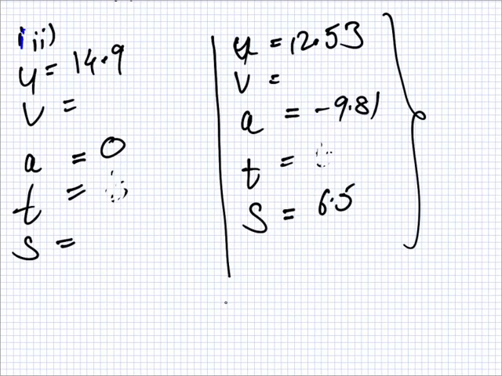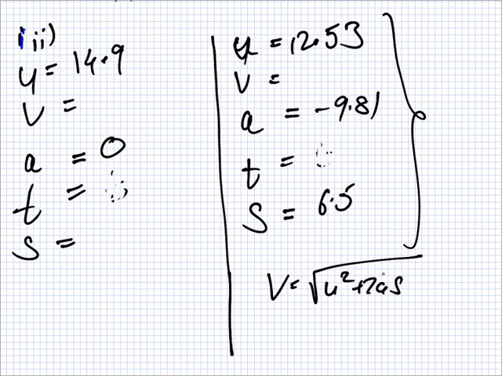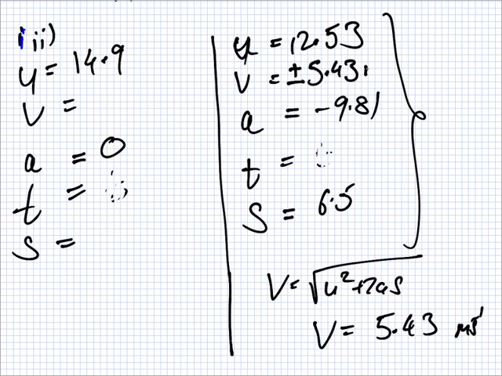V squared equals U squared plus 2AS. So you get V equals the square root of U squared plus 2AS. What's the U? And then the A and the S. So why are there 2 answers when it only looks like there's 1? Very good, because on one path it's going up and on the other path it's going down. So this is why there's 2 answers.